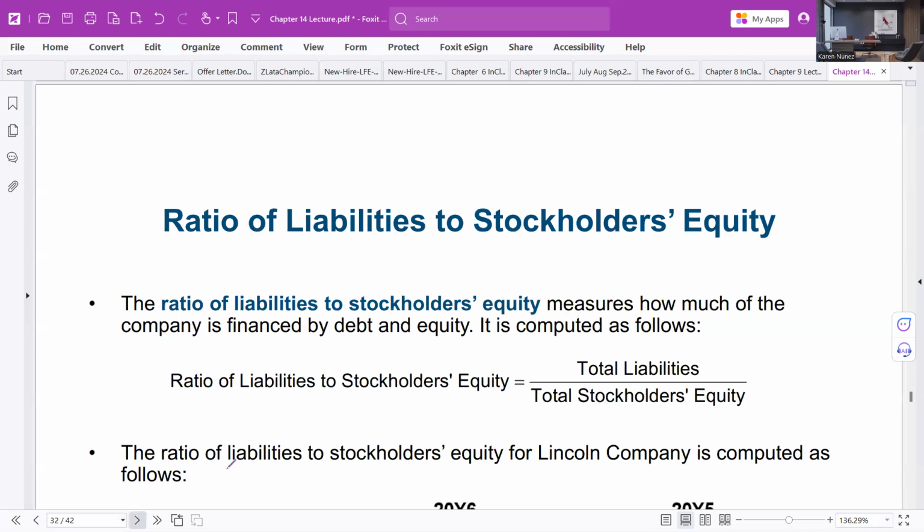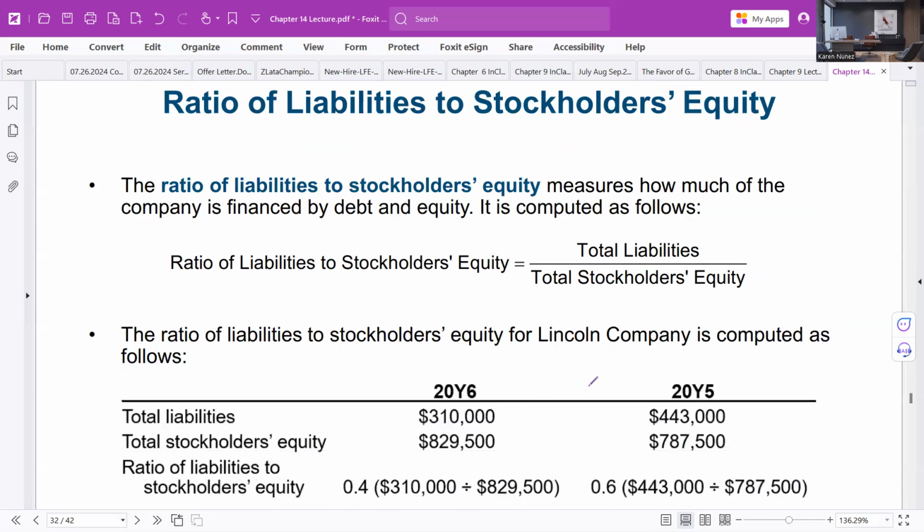The other measure is the ratio of liabilities to stockholders' equity. For every dollar we have in equity, how much do we have in debt? So you can see the ratio of investment in stock versus the investment in debt. You can see here we got 829.5 in equity and only 310 in our liabilities.